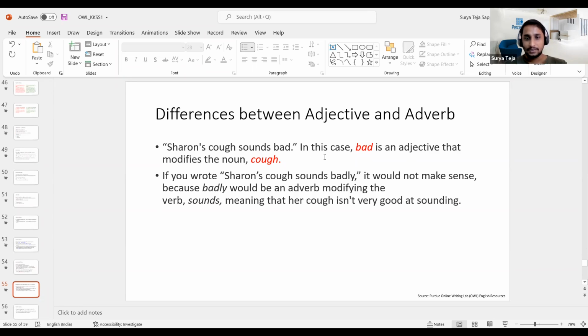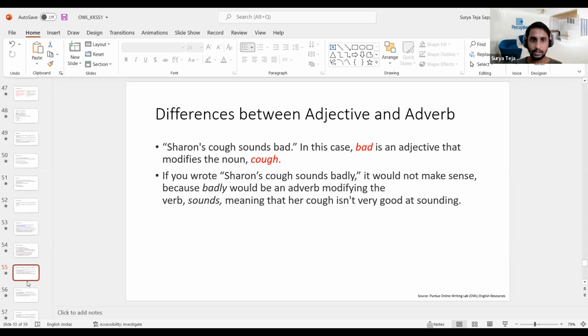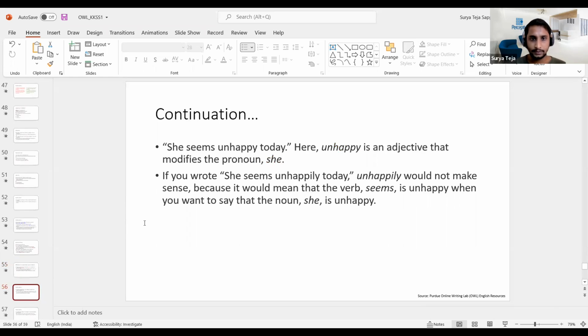So Sharon's cough sounds bad does not necessarily mean we are talking about the sound; we are talking about the health condition. That is why we have to use the adjective. Just simply bad is enough. Badly will make it an adverb, which makes the sentence give a wrong or different meaning, which we don't use in regular or general practice. So that's how the adjective or the adverb helps in communicating any particular thing. And there is another example similar to this one. We'll see that too.